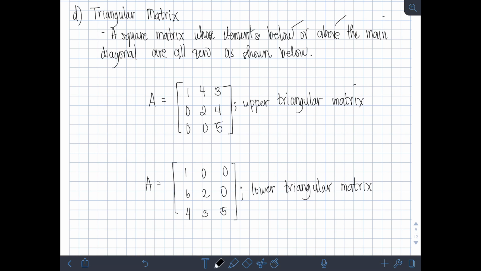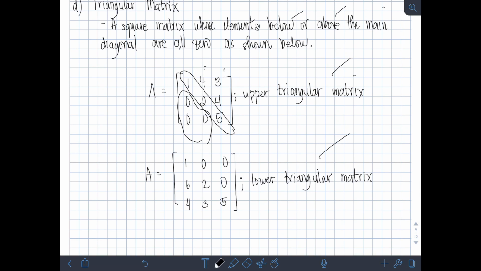For example, dito sa A, di ba ito yung diagonal natin? So, upper triangular matrix siya kasi lahat ng elements below the diagonal are 0. Or may mga values lang doon sa matrix natin ay yung number above doon sa diagonal, which is 4, 3, 4. Kaya upper triangular matrix. On the other hand, meron tayong lower triangular matrix. Meaning, above doon sa diagonal natin, 0 yung mga element at below the diagonal lang, meron tayong non-zero values. So, for example, 6, 4, 3.